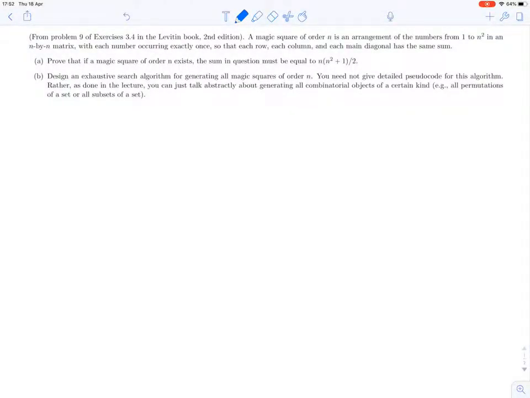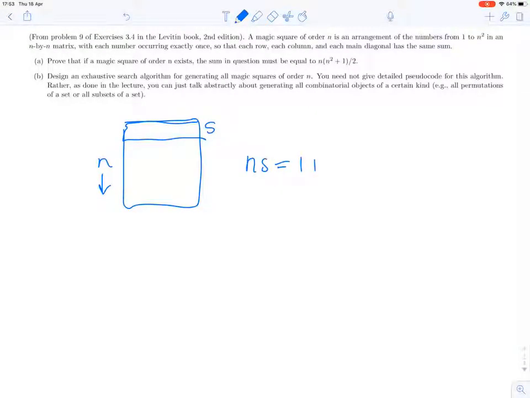And we know that in our magic square we've got n rows, and each of them must be adding up to this number S. So in total the sum must be n times S. But we also know that this magic square contains the numbers 1 to n squared, so that must mean that we have n times S equals the sum from 1 to n squared.